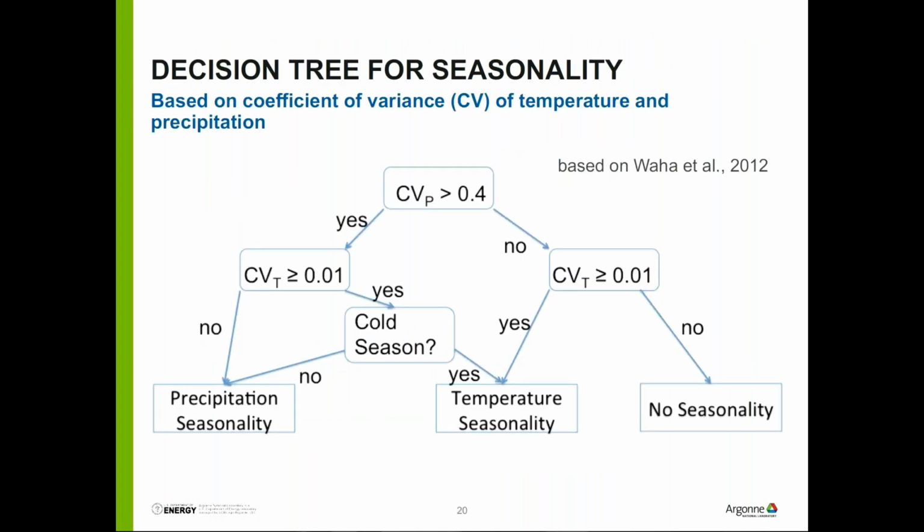And so this is the decision tree that we use to figure out what the seasonality is for each grid cell, and it doesn't have to be set up this way. This is just one way of setting up that tree. But basically, each grid cell is going to fall into one of these categories. It's either going to have precipitation seasonal cycles, temperature seasonal cycles, or no seasonality whatsoever. And then we can use that information to determine when we should plant.